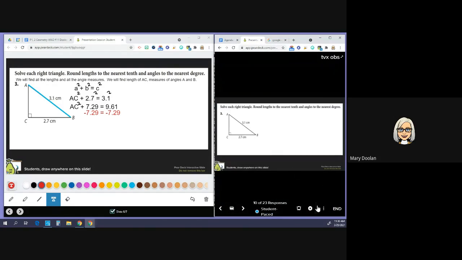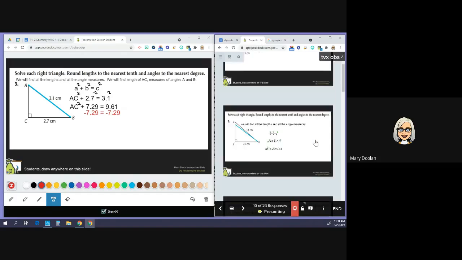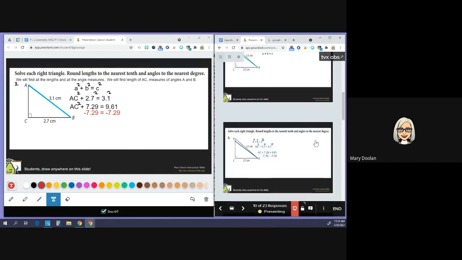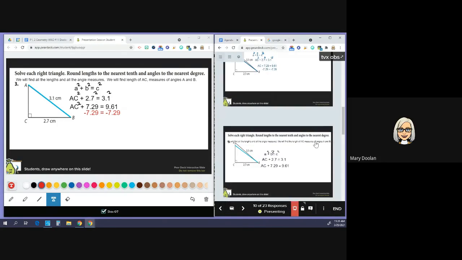Oh, I know we're on student pace. A lot of you have moved forward to this slide, which is great. I think I'm going to make you guys move forward at this point. So we're solving for that missing leg length right now.